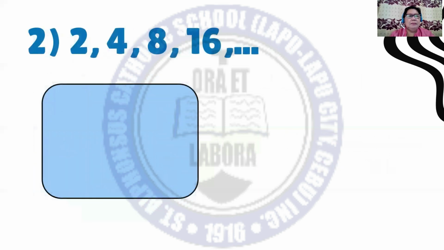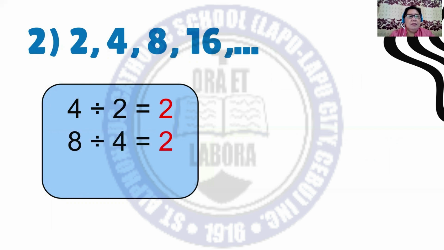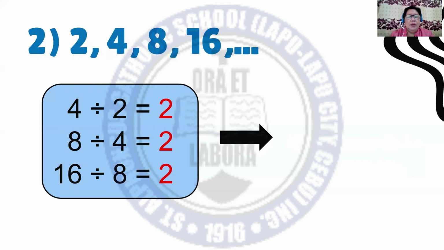Next. Given 2, 4, 8, and 16. When we divide 4 by 2, the answer is 2. 8 by 4 is 2. 16 divided by 8 is equal to 2. Therefore, we consider this as a geometric sequence because the common ratio is 2.